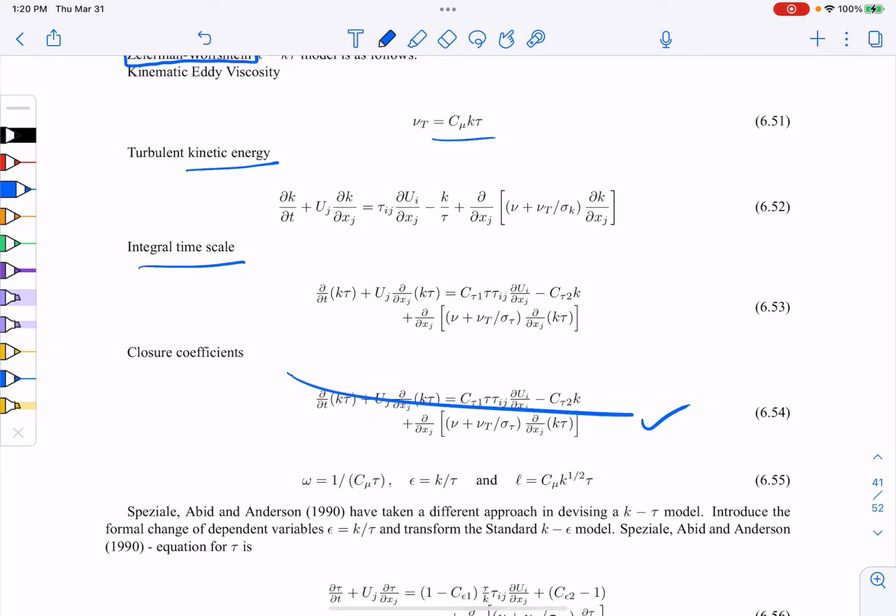Oh, and this equation's wrong. Sorry, I should have the closure coefficients here. I need to update my slides. Here's the k-tau equation. So once again, transported k-tau. Tau is time, tau ij is stress.